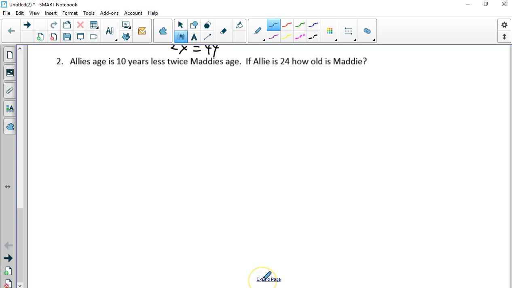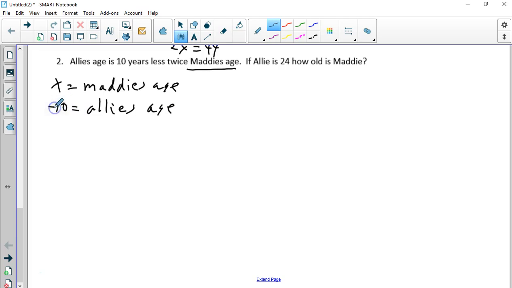Allie's age is 10 years less than twice Maddie's age. Always look for what is being compared to. Always find what's being compared to. Maddie's age is our starting point. Now, Allie's age is 10 less than 2 times Maddie's age.